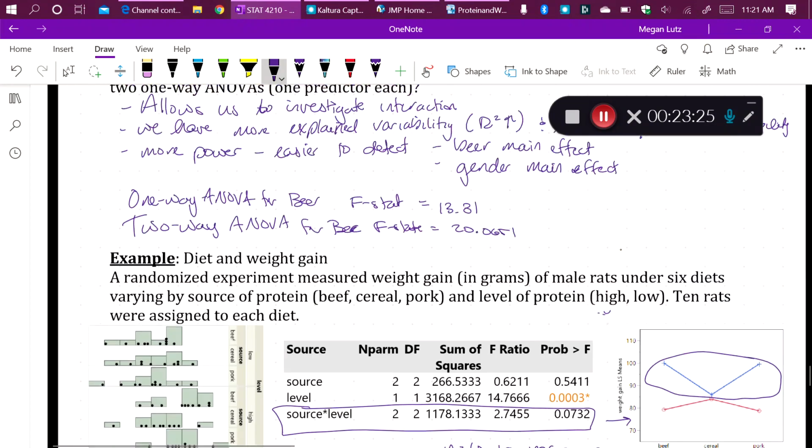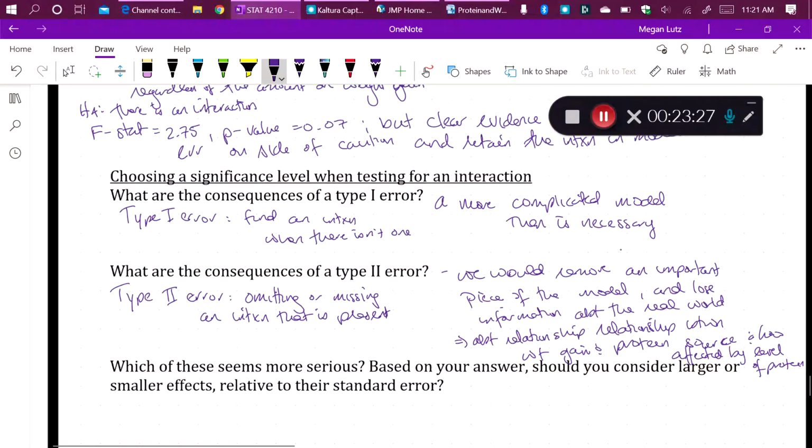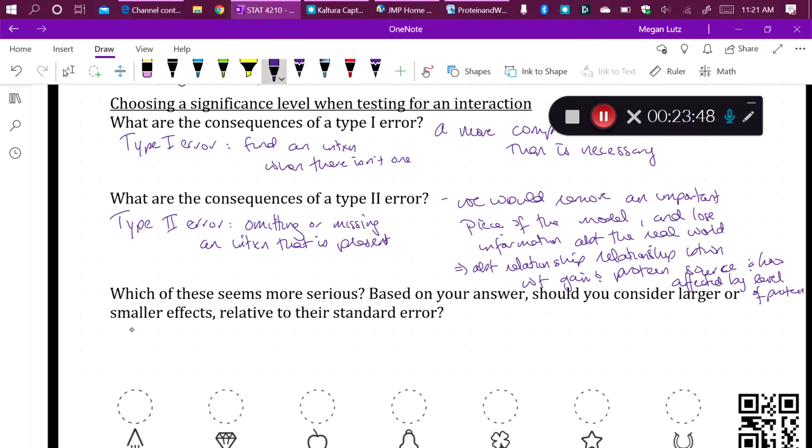So which of these two outcomes, which of these two ramifications is more serious? Is it worse to have a more complicated model than is necessary if we commit a type 1 error, or is it worse to miss an important aspect of the relationship? So which one of these two errors is more serious in this case, a type 1 or a type 2 error? I would argue that a type 2 error is more serious, so we should probably have a more sensitive test.